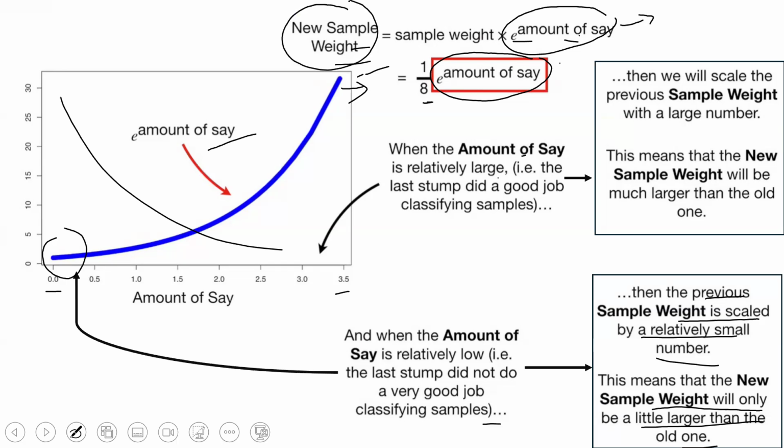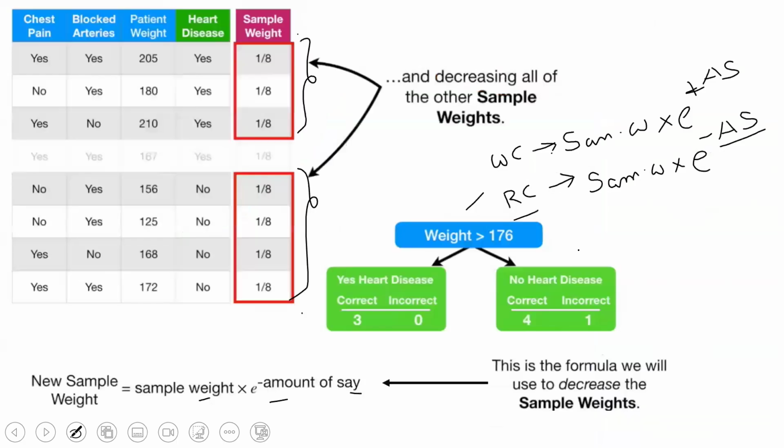So for rightly classified, when the amount of say is higher, the new sample weight will be much lower. But when the amount of say is low, that means the stump is not doing such a great job, so in that case new sample weights will be higher than the original sample weights for the rightly classified ones, because there will be a very low number of records. Similarly, these two conditions get reversed with e to the power of plus amount of say.